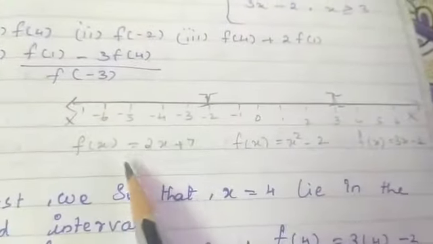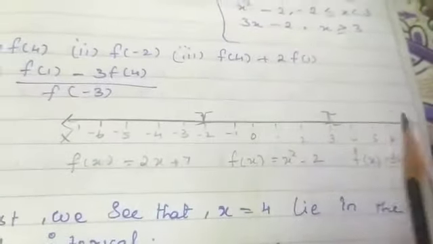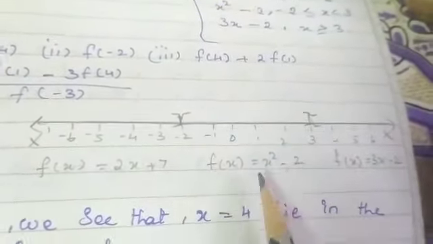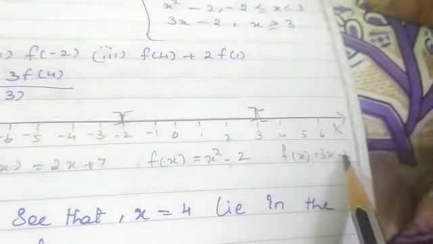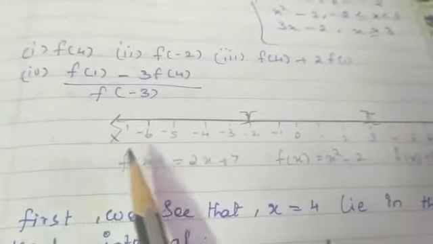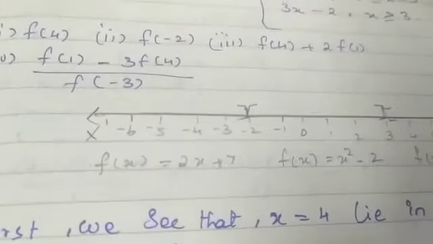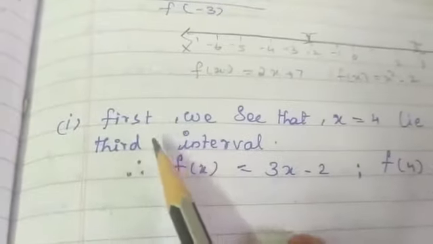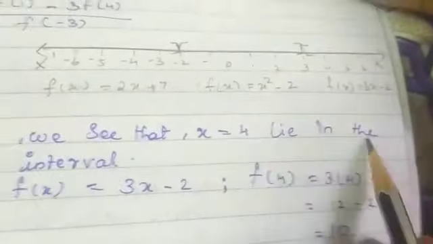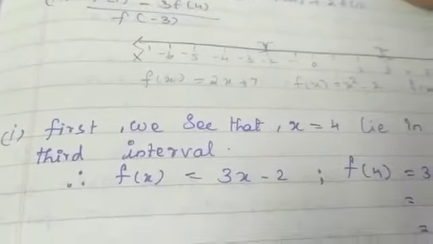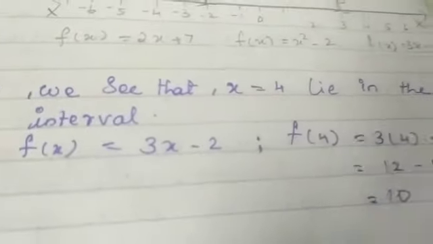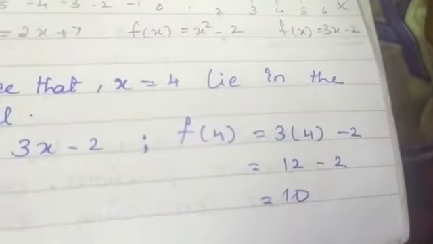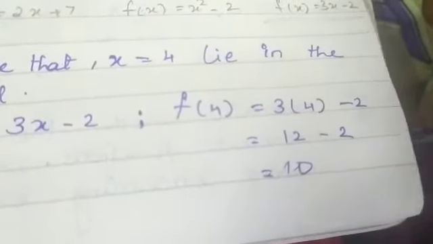So I have represented these functions in my number plane. You could see from here to here it is the function x square minus 2, from here till infinity it is 3x minus 2, and from here till negative infinity it is 2x plus 7. So our first part's answer is, we see that x equal to 4 lies in the third interval, so we can see 4 in the third function. So f of x equal to 3x minus 2, that is f of 4 equal to 3 into 4 minus 2, that is equal to 12 minus 2, that is equal to 10.